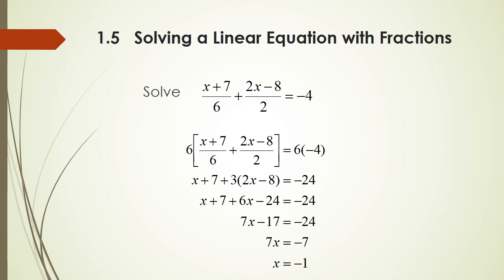And then we're going to distribute the 3 into the 2x minus 8 and have x plus 7 plus 6x minus 24 equals negative 24. Combine like terms, so we get 7x minus 17 equals negative 24. Add 17 to both sides. Now we have that 7x equals negative 7. And finally divide by 7 and get that x equals negative 1.